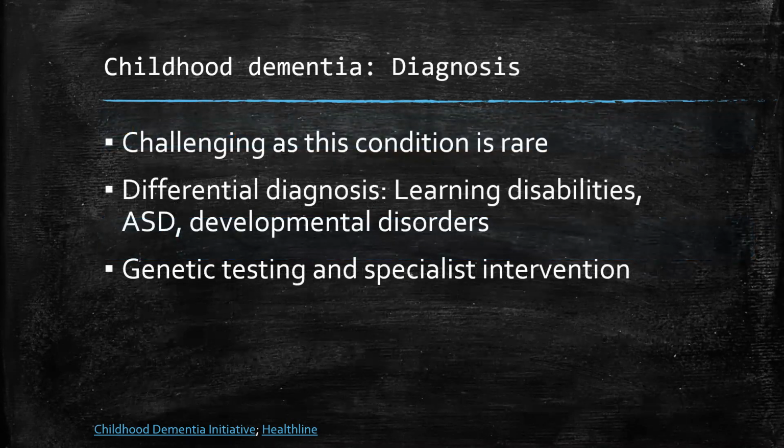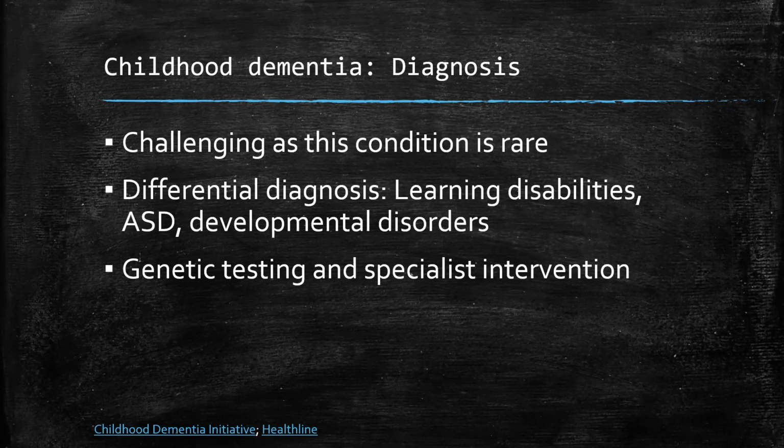Diagnosis, like with all the other types of dementia, can be pretty challenging. This condition is rare, so we don't know a lot about it. The differential diagnosis is pretty key. Oftentimes parents or caregivers are noticing changes, teachers are noticing a cognitive change or decline. So they are starting to do testing, but oftentimes these children are misdiagnosed.